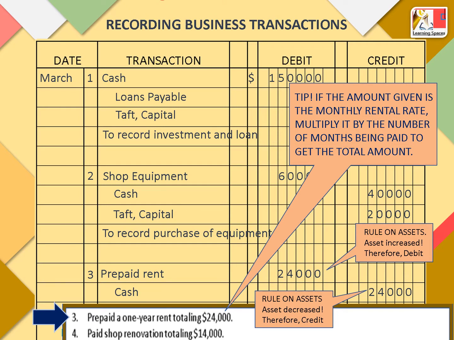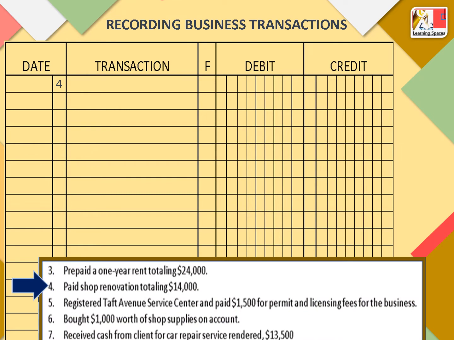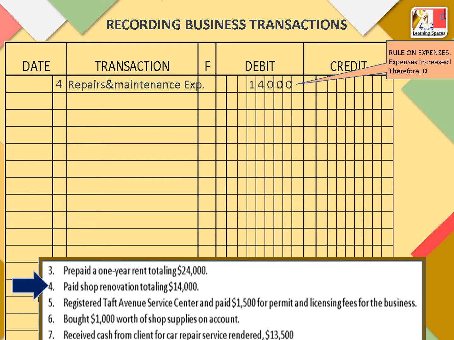Also, always remember, whenever expenses are paid in advance, or are intended for future use, the word prepaid is used to designate the amount as still an asset. Moving to the March 4 transaction. The renovation cost should be recorded as repairs and maintenance expense for $14,000. Kindly remember, whenever expenses are incurred, used, or expired, they are increased on their normal side, which is the debit left side. And for the credit right side, since the expenditure was paid in cash, we shall plot the decrease in the cash account by the same amount.